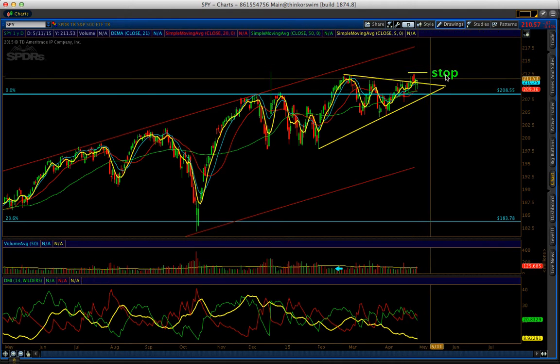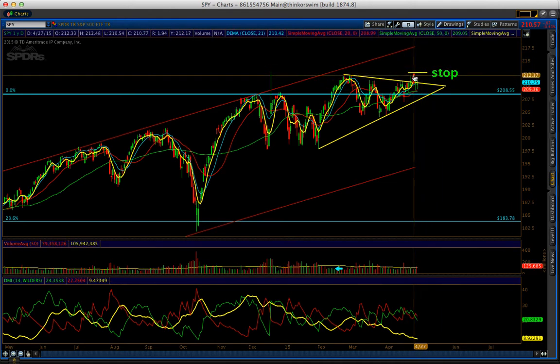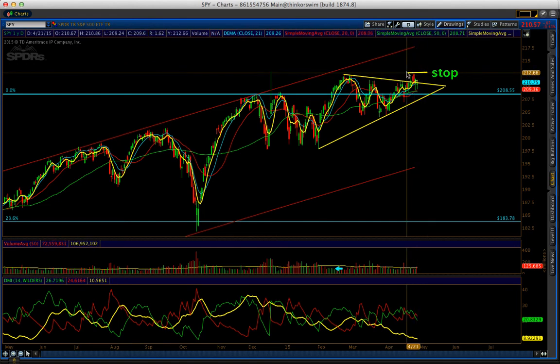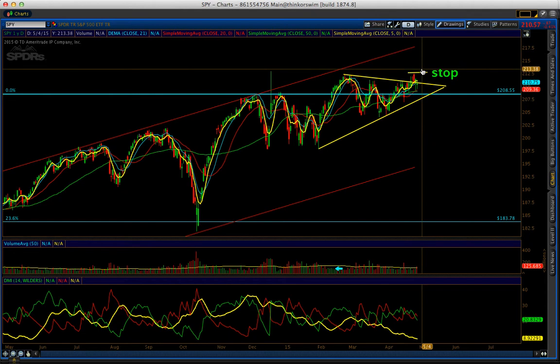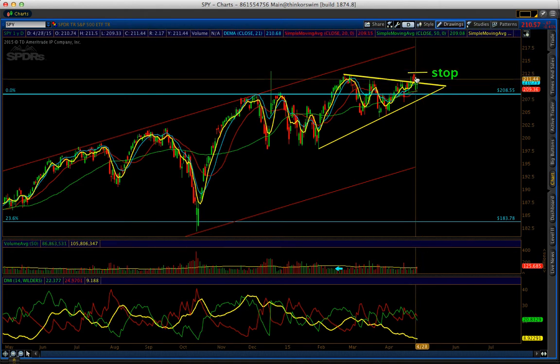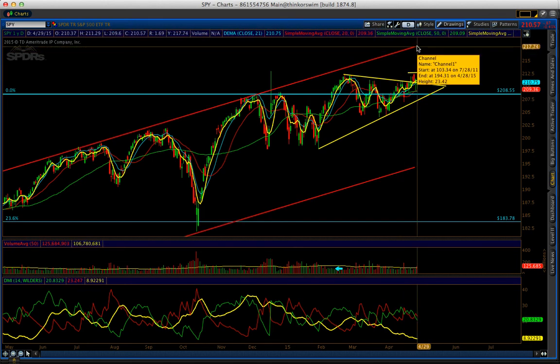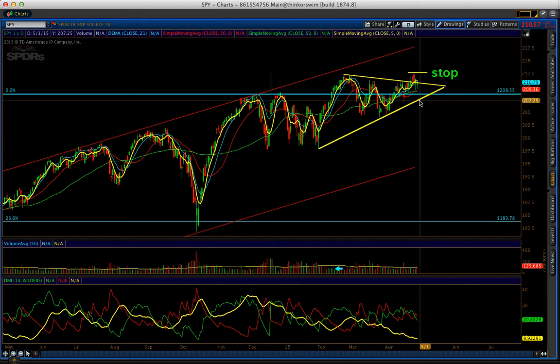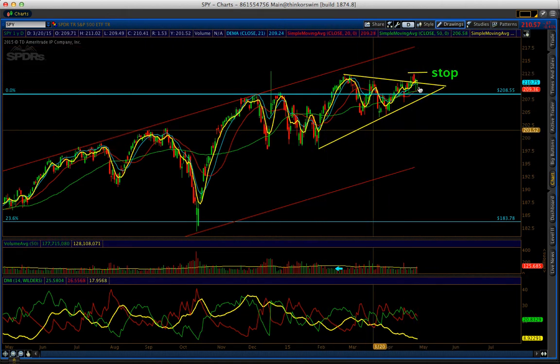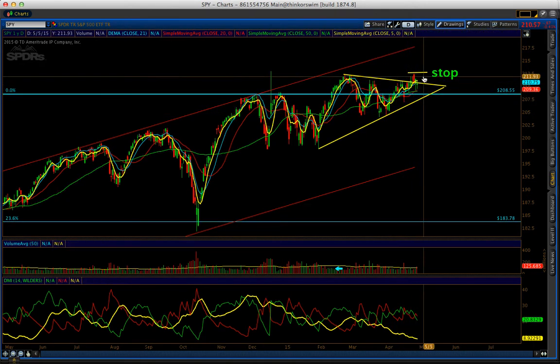So right here, as you can see, I have a stop, which is at 212.50. That's my stop. If we bounce again here, we take out this level and finish about that level, 212.50, we have to get out, because at that point it's going to go to the top right here, around 215, 217. The probability that we're going down is very high because now it failed.